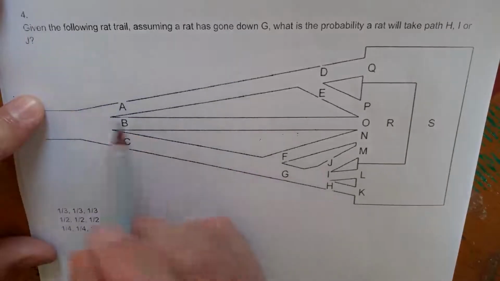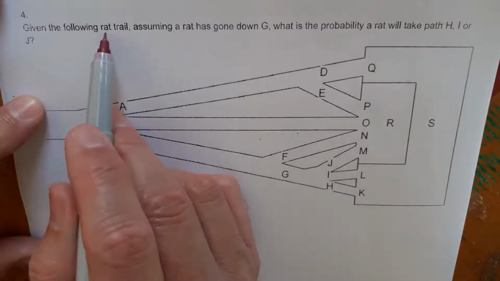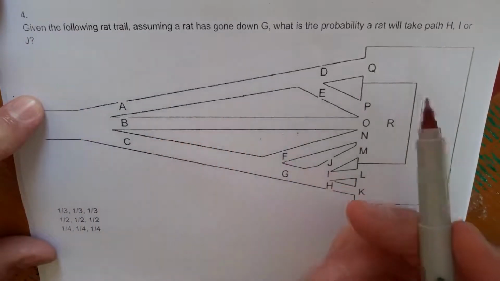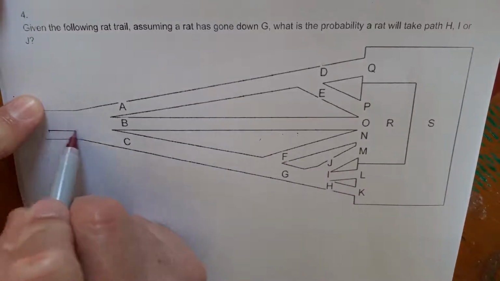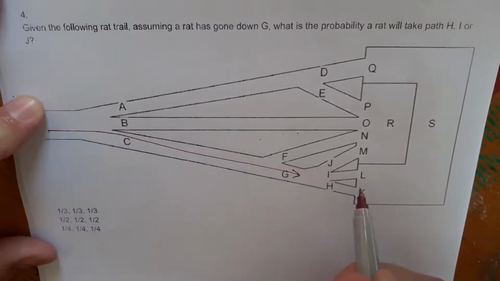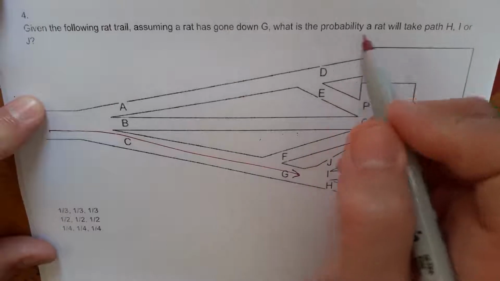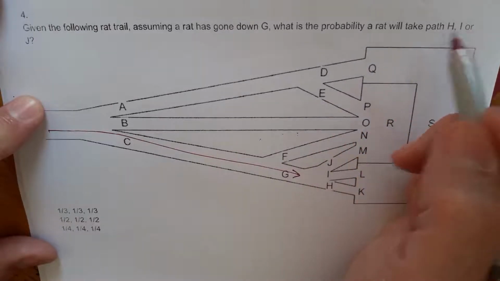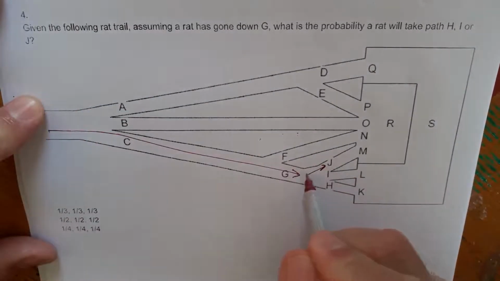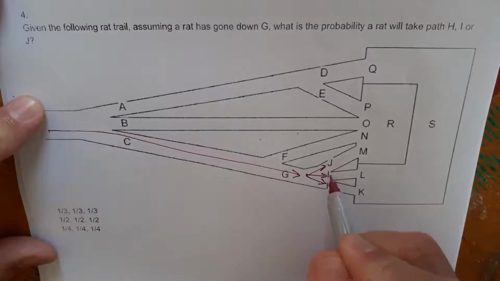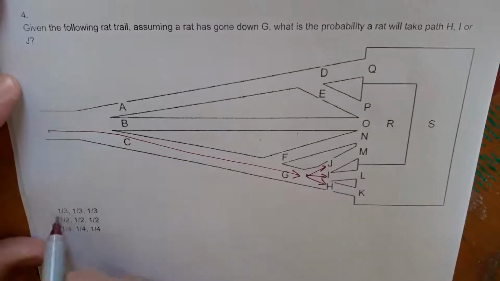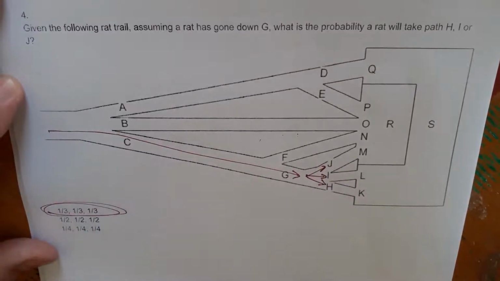But it gets more complicated, and we'll see that in a minute. Given the following rat trail, assuming a rat has gone down G. So where are we? Oh, we've gone all the way down C, G. Now we're sitting here. What is the probability a rat will go down H, I, or J? H, I, or J: 3 options, so 1/3, 1/3, 1/3. You're seeing where this is headed. If there were 4 options, it would be 1/4, 1/4, 1/4, 1/4, right?